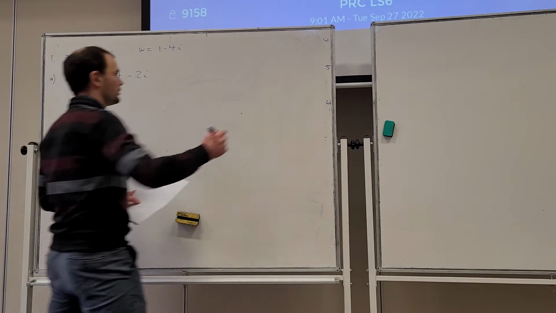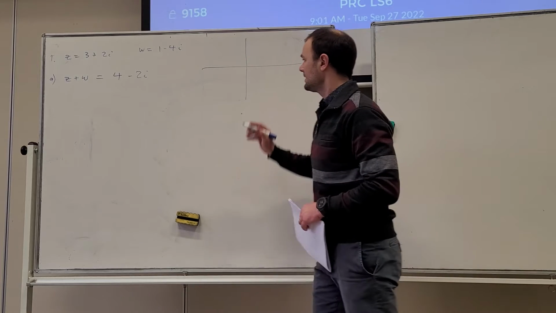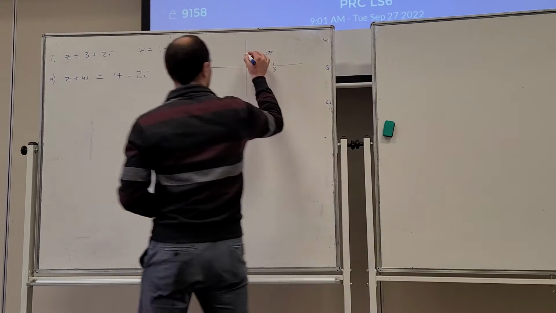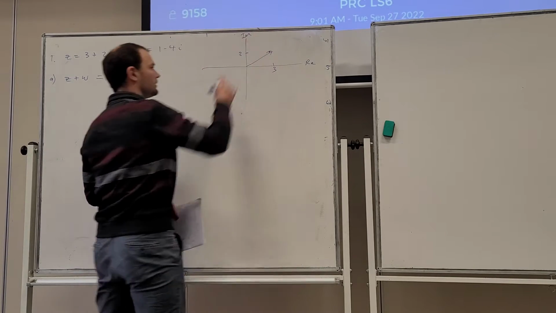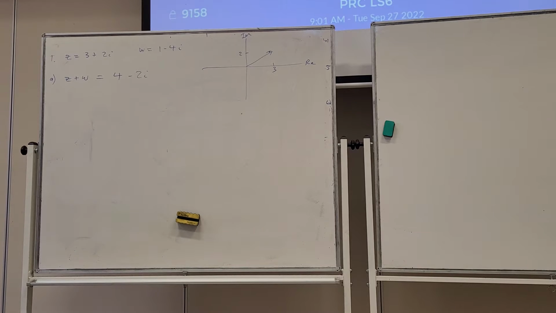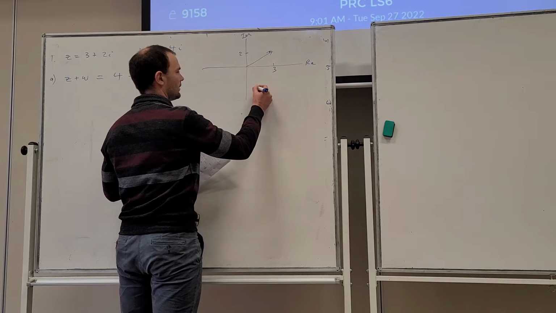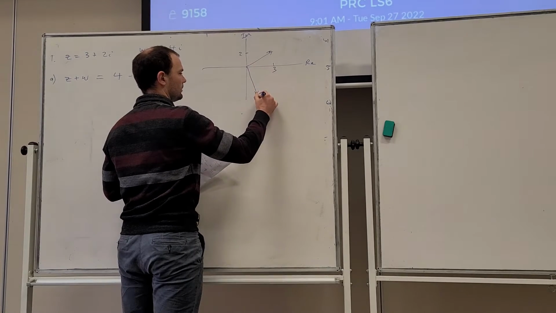And I'll just reflect those on the argand plane here for you guys. So we have z is 3 plus 2i. Here's our real axis, here's our imaginary axis. 3 plus 2i, that's z. We have w is 1 take 4i. So that's w.